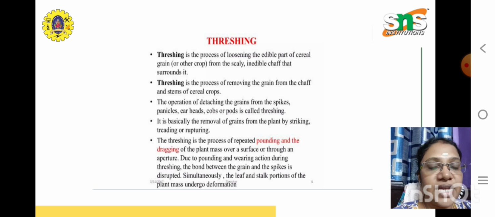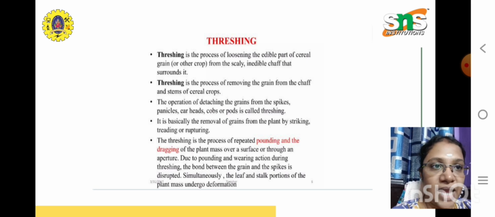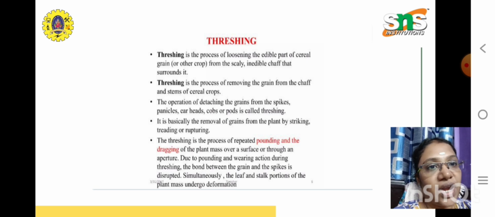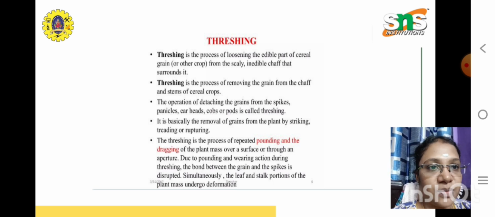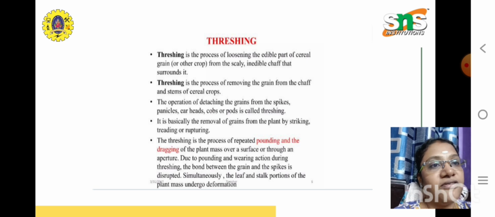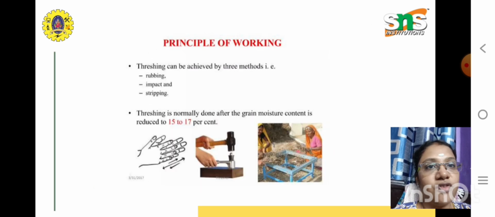So basically, in simple terms, we can say it is the removal of the grains from the plant by striking, threshing or rupturing. It is a repeated process of pounding and dragging of the plant mass over a surface or through an aperture. Due to that, the leaf and the stalk portions of the plant mass will undergo deformation.